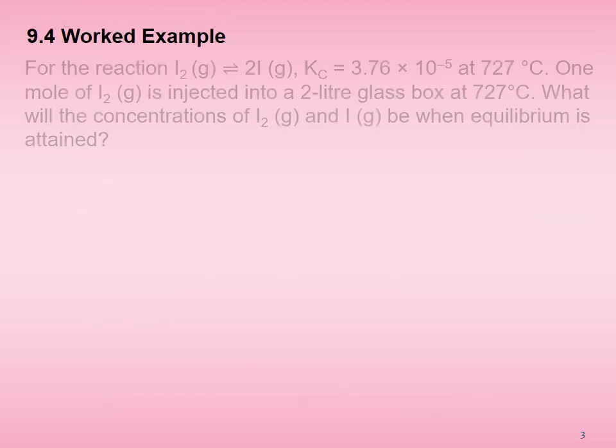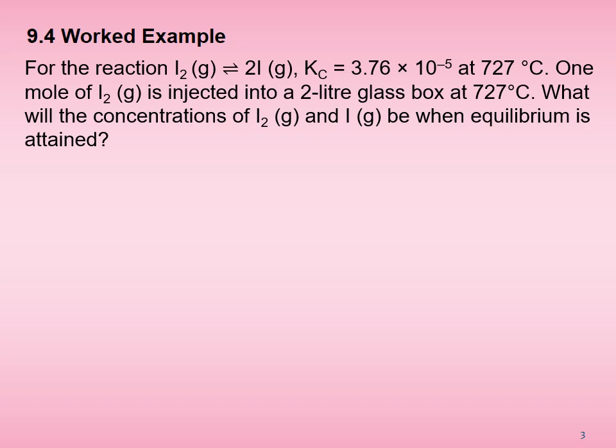Here is another example. 1 mole of gaseous molecular iodine undergoes reaction to give 2 moles of gaseous atomic iodine. For this reaction, Kc equals 3.76 times 10 to the power of negative 5 at 727 degrees Celsius. 1 mole of gaseous molecular iodine is injected into a 2-liter glass box at 727 degrees Celsius. What will the concentrations of gaseous molecular iodine and gaseous atomic iodine be when equilibrium is attained?